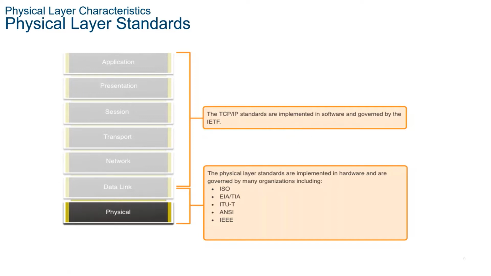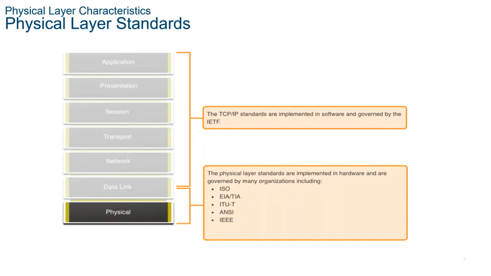There are many different international and national organizations, regulatory government organizations, and private companies involved in establishing and maintaining physical layer standards. For instance, the physical layer hardware, media, encoding, and signaling standards are defined and governed by these standards organizations. This includes the ISO, or the International Organization for Standardization, the Telecommunications Industry Association and Electronic Industries Association, or the TIA-EIA. You also have the ITU-T.